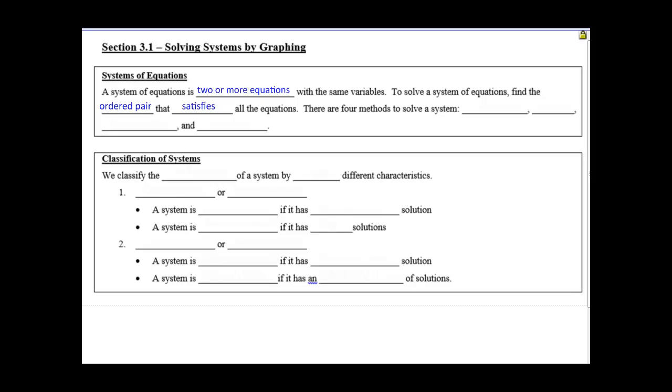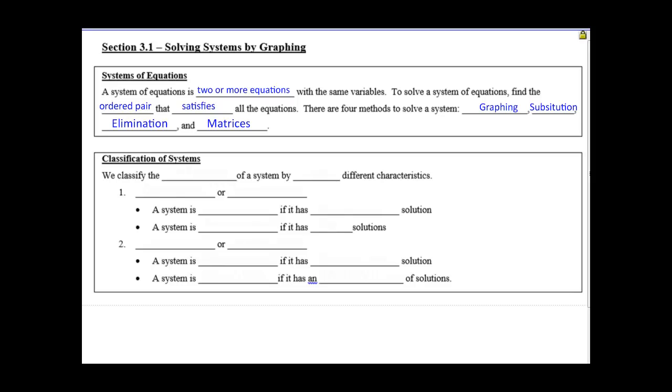There are 4 basic methods that we use to solve a system. The first one is the one we're doing today, which is graphing. There is also substitution. We will also look at elimination and then sometimes use matrices.